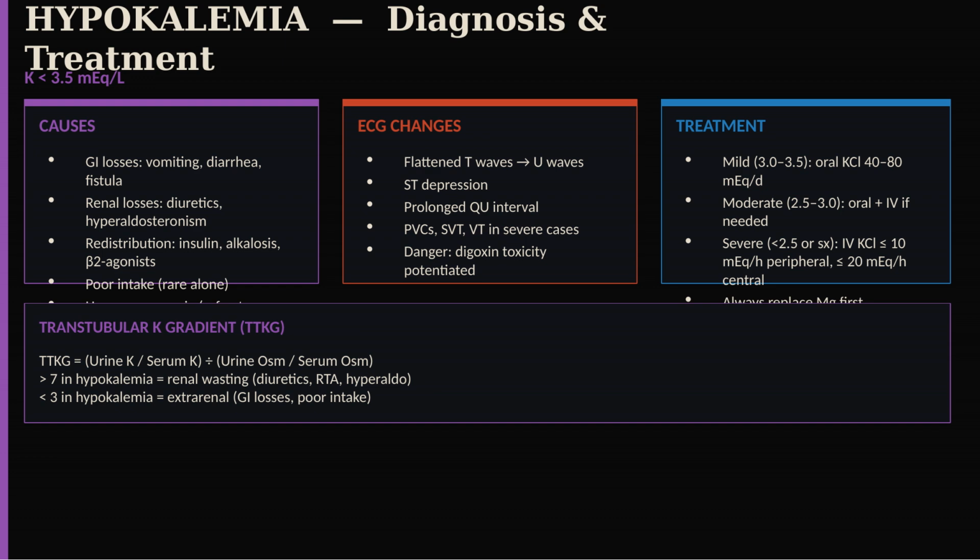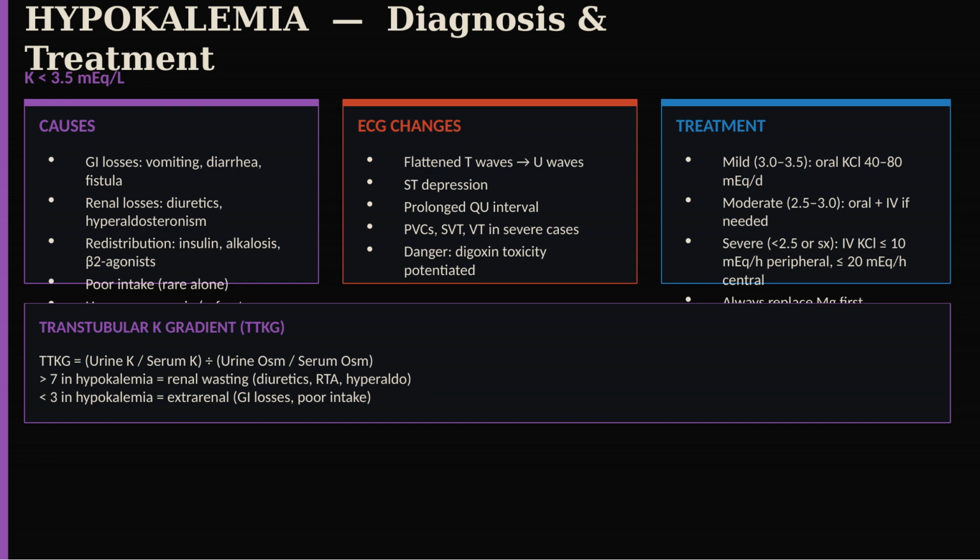Treatment scales with severity. Mild, 3 to 3.5. Oral potassium chloride. Moderate, oral plus IV if needed. Severe, under 2.5 or symptomatic, IV potassium chloride, but mind the ceilings. No more than 10 milliequivalents an hour peripherally, 20 centrally, because faster than that and the infusion itself can be arrhythmogenic. And the rule in the box, always replace magnesium first.